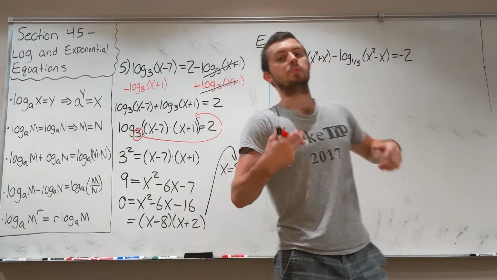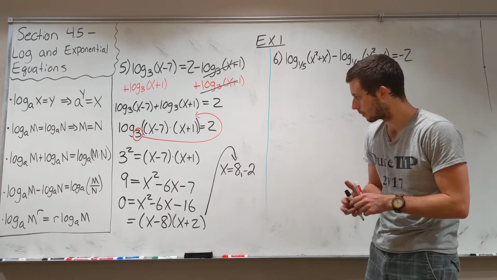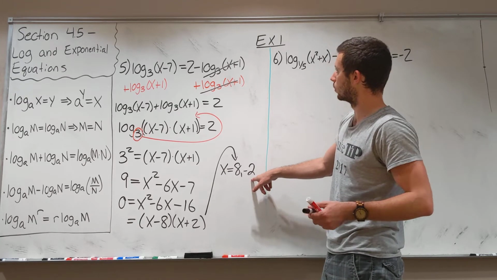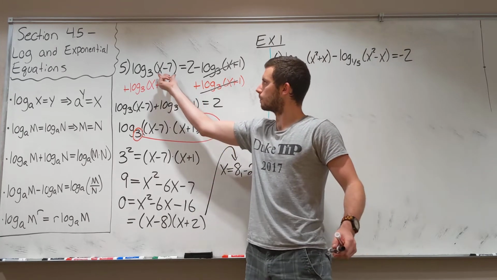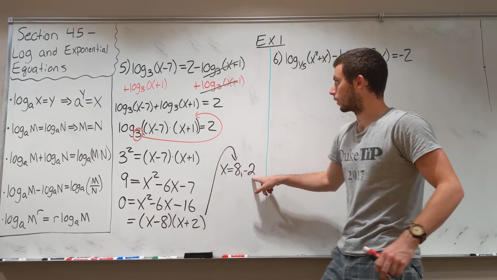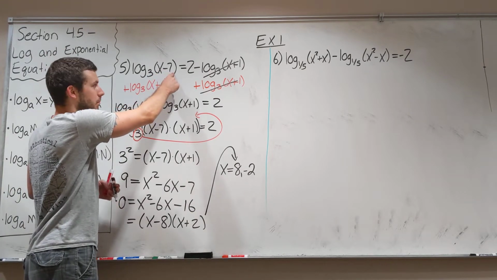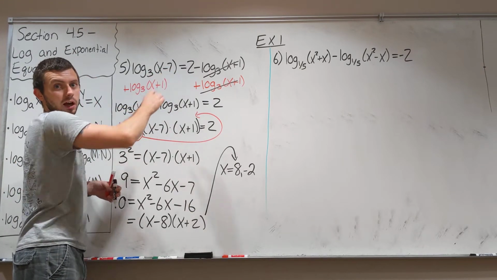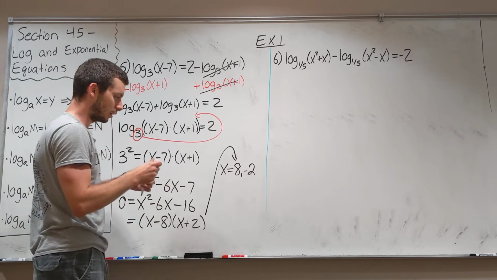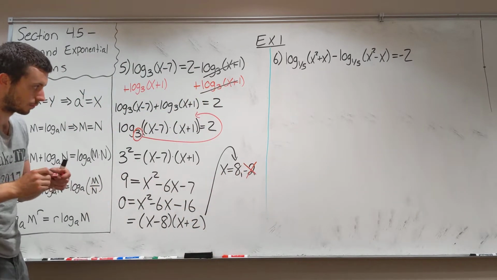However, since the problem started off with a logarithm, we do have to check our answers. So notice there's a negative 2 here. And if we were to plug that negative 2 into, say, the first parenthesis here, because it is an x, we plug negative 2 in for x, negative 2 minus 7 is negative 9, and log of negative 9 does not exist. We cannot take the logarithm of a negative number. So the negative 2 is outside the domain.